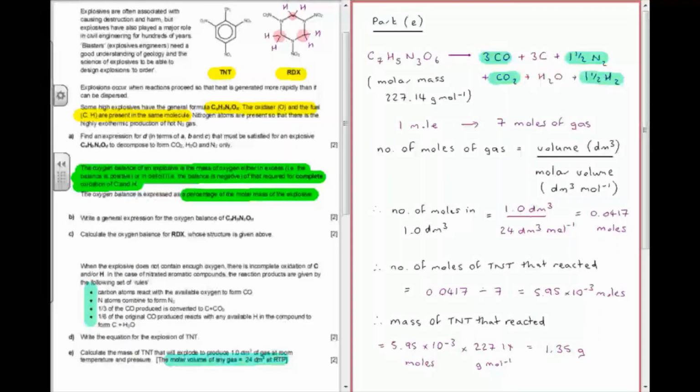Now this is the answer that is given in the answer scheme, but I think to be completely correct, as we are only given the volume of the gas as 1.0 decimeters cubed, so to two significant figures, we should really only give our final answer to the same degree of accuracy. So our final answer should be 1.4 grams, and that is to two significant figures.